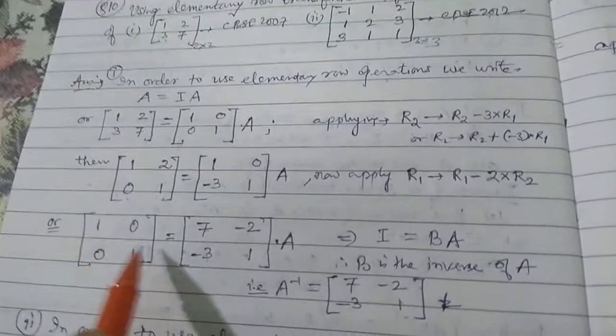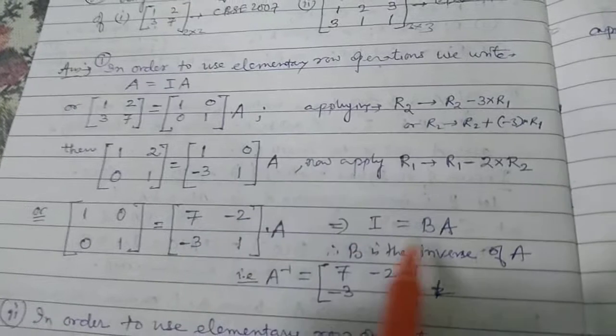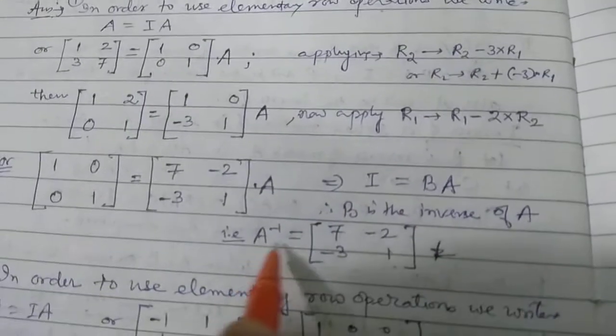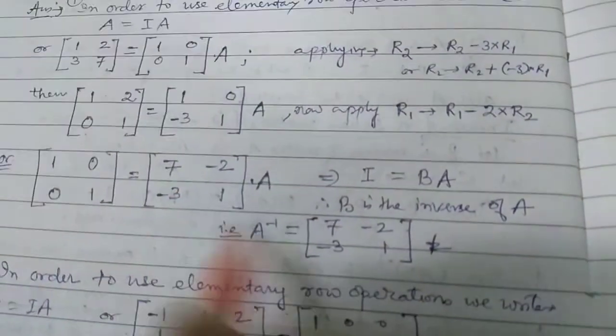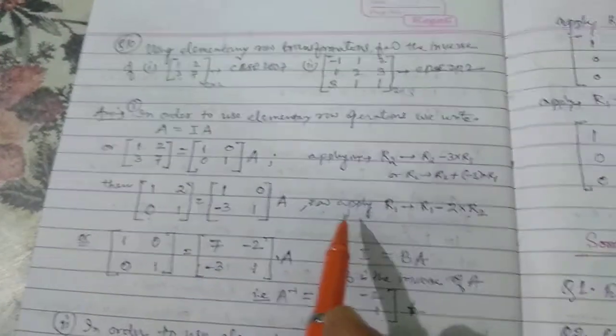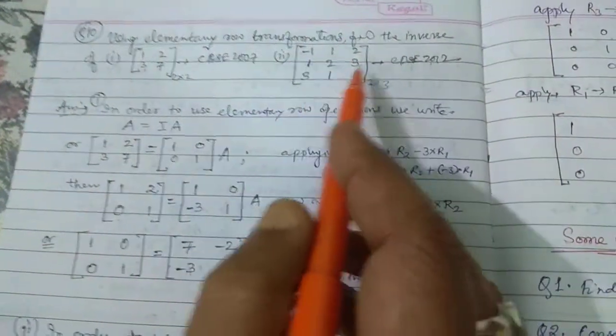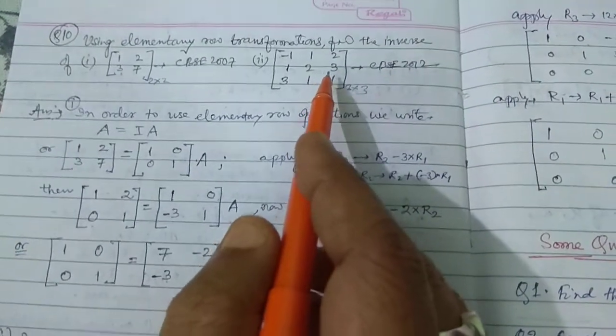Left hand side we got I is equal to BA. So this is the inverse. So B is the inverse of this. So A inverse we can write 7 minus 2 minus 3, 1. So usually this comes in a 2 marks question. But here it is a 3 by 3. So it will have 4 marks.